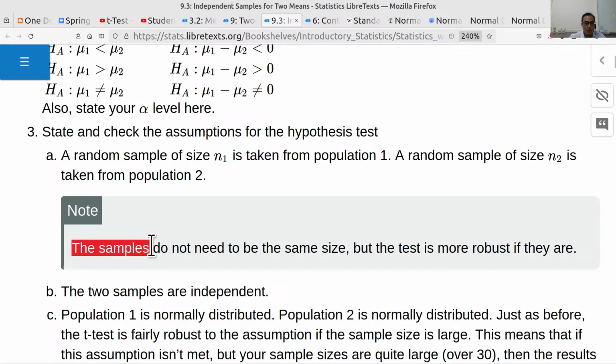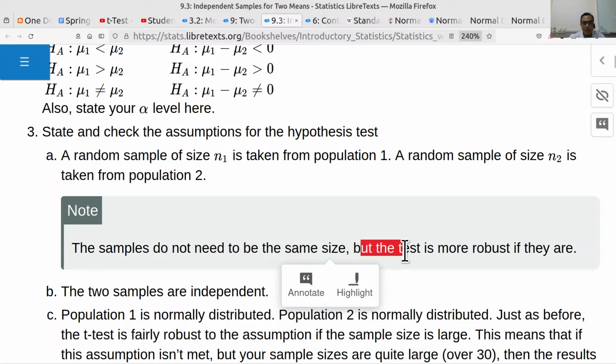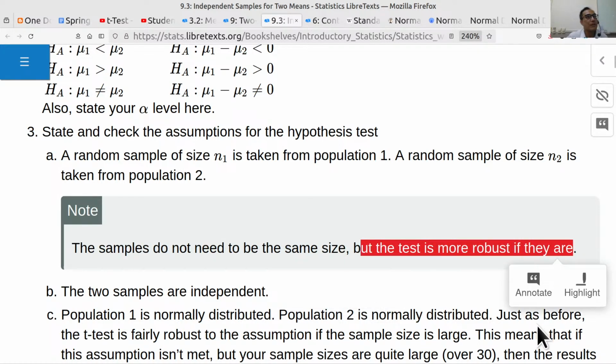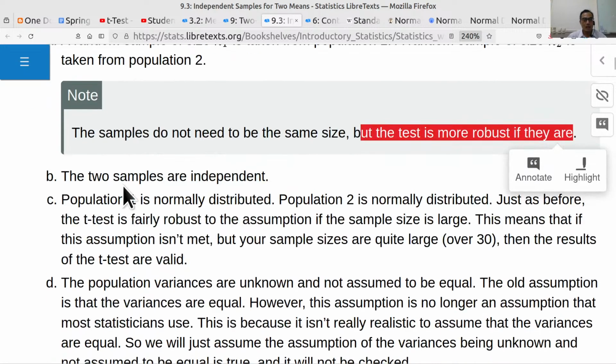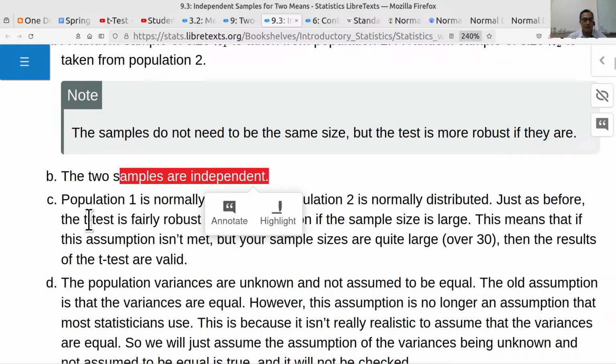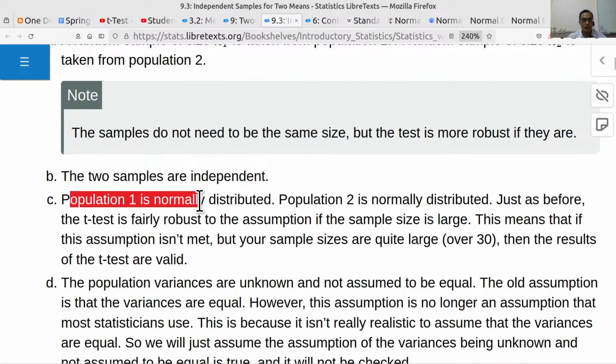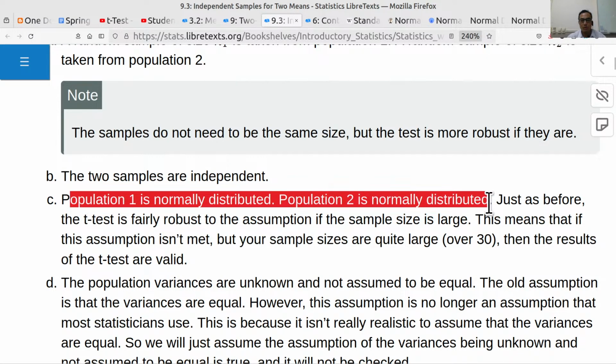Here, the samples do not need to be the same size, but the test is more robust if they are. Okay, if the numbers are very close, it is better. And the two samples are independent. Population 1 is normally distributed. Population 2 is normally distributed. Just as before, that is okay.